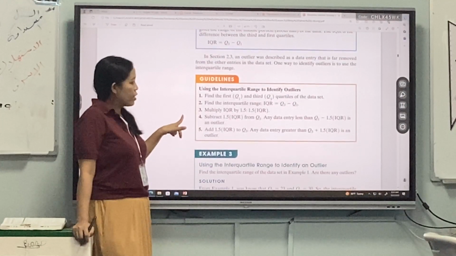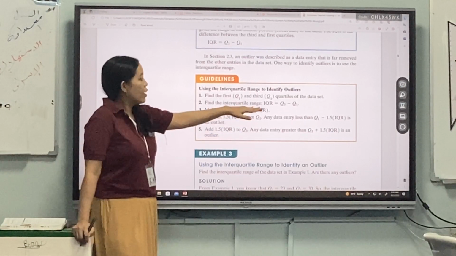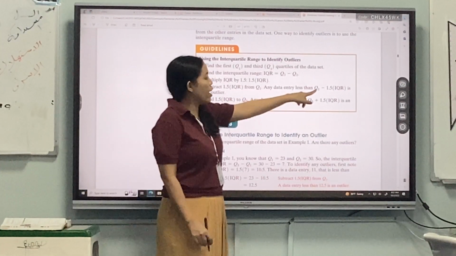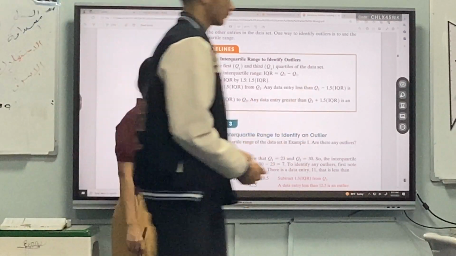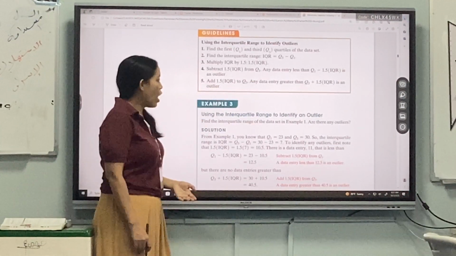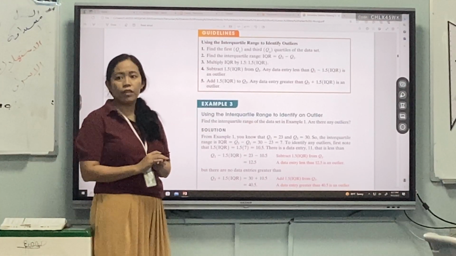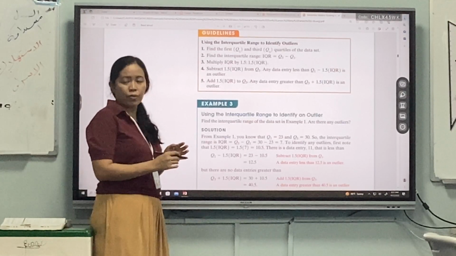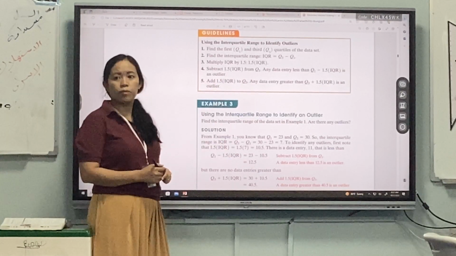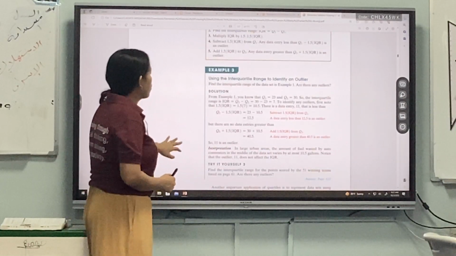So you will multiply 1.5 by the IQR, the interquartile range, and then you will get the plus and minus of that answer from quartile 1 and quartile 3. Now, how will you know if this given data is an outlier? If it's less than the answer for quartile 1 minus 1.5 IQR. Correct. And if it's higher than quartile 3 plus 1.5 IQR. Excellent. So that is how you find the outlier.